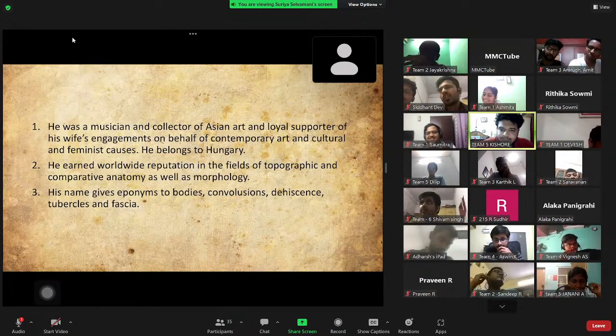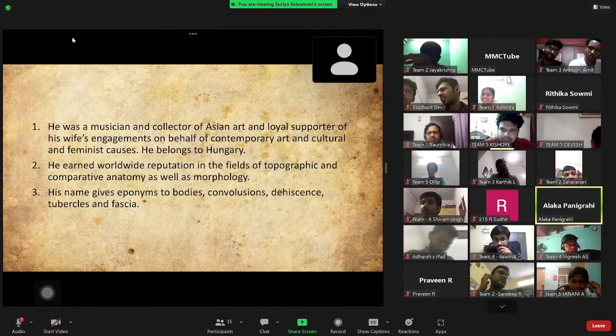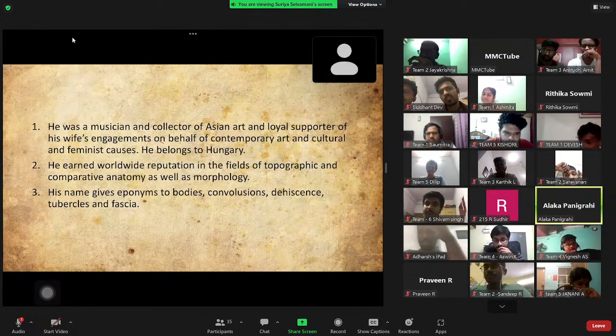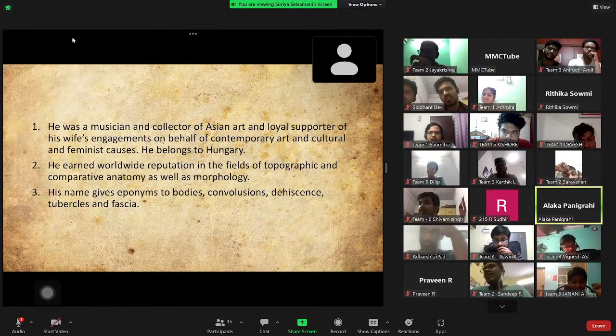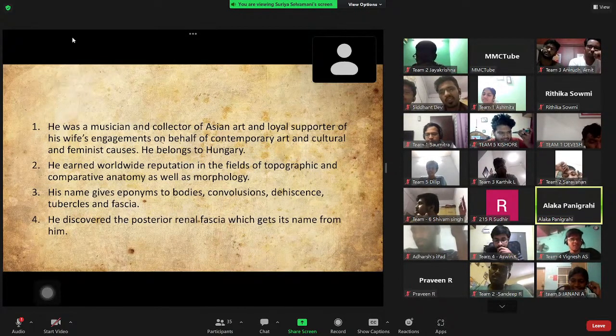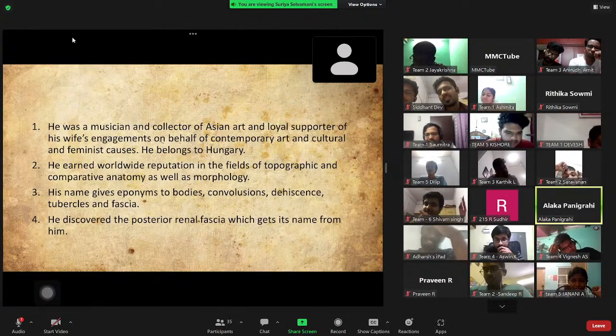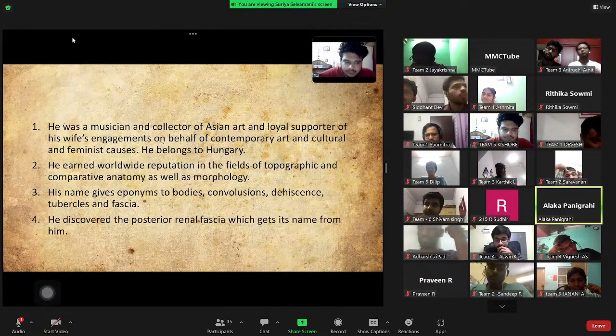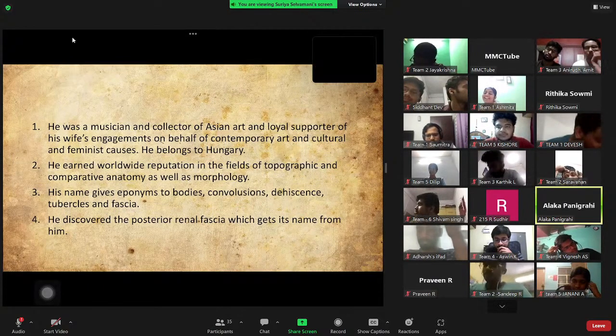Killian. Sorry? Killian. No, that's the wrong answer. I'll move to the next clue. If you can find it out, you can give me the answer then. He discovered the posterior renal fascia, which gets its name from him. Zuckerkandl. Yes. So team 5 gets 10 points.